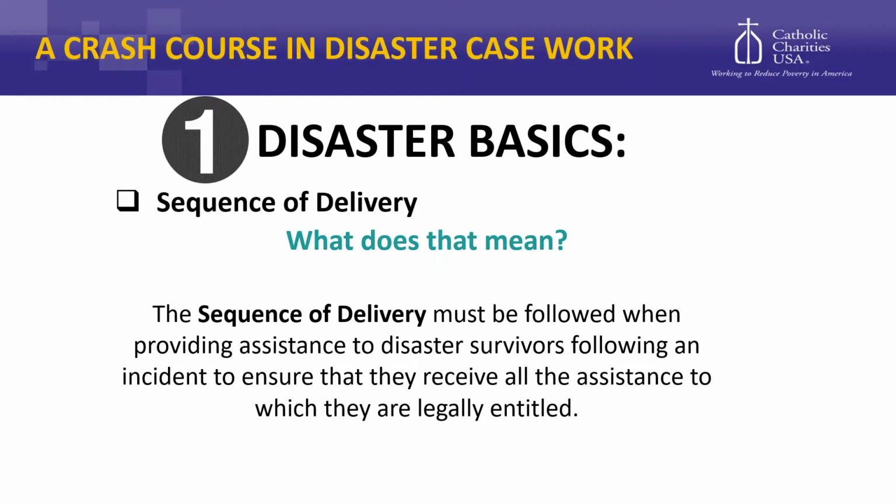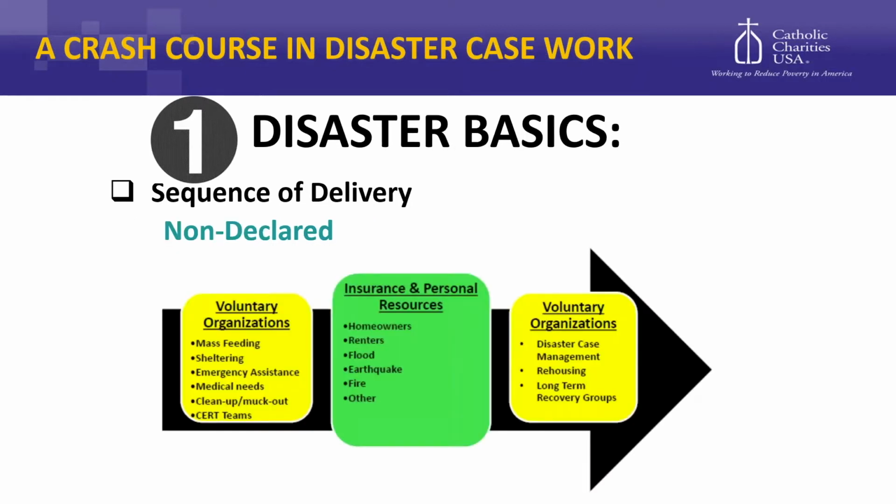Let's take a look at it. So in a non-declared disaster, you see you've got voluntary organizations, you've got insurance and personal resources, and you've got voluntary organizations at the end. So really what this means is at the very beginning of a disaster, you'll have your voluntary organizations doing the mass feeding, the sheltering, emergency assistance. They'll be helping with medical needs, the cleanup and muck out.